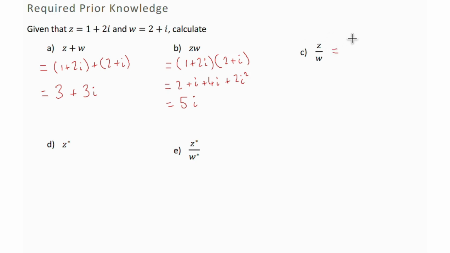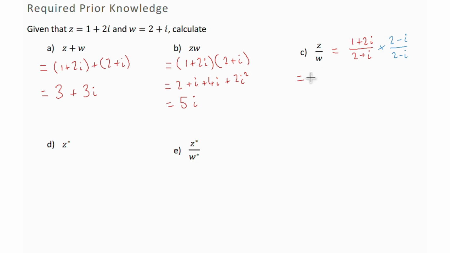z over w is 1 plus 2i over 2 plus i. The way we simplify these into a complex number is to multiply by the complex conjugate. So we're going to multiply by 2 minus i over 2 minus i. Remember, the reason this works is we're multiplying by 1. So we're not changing the value, but we are changing the form.